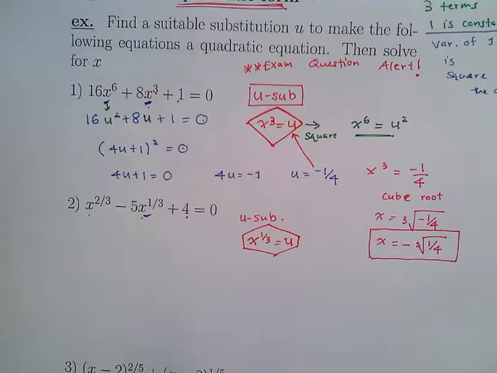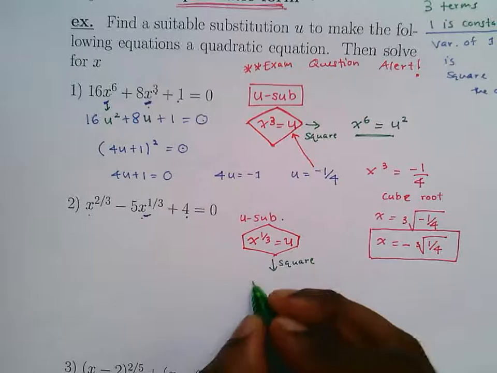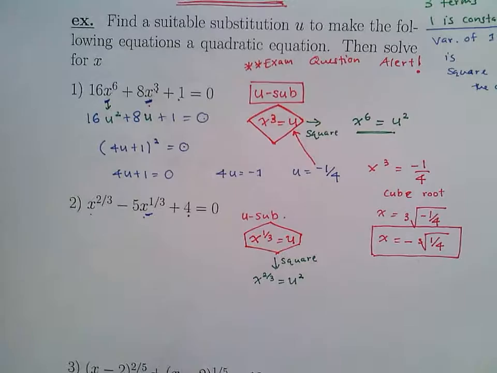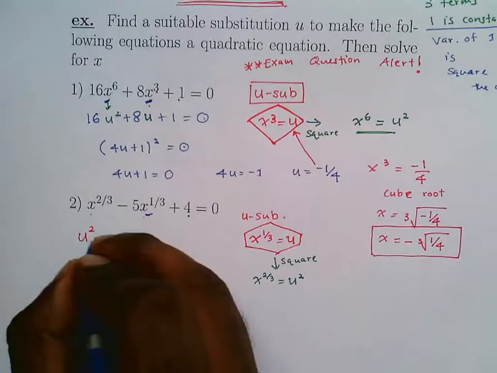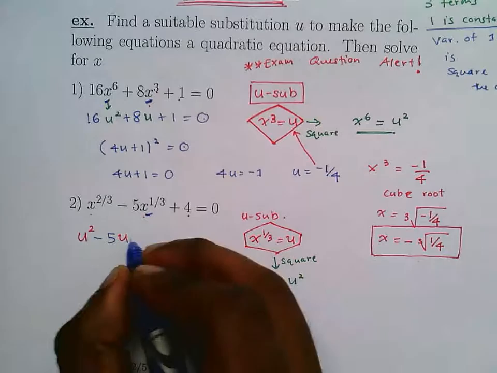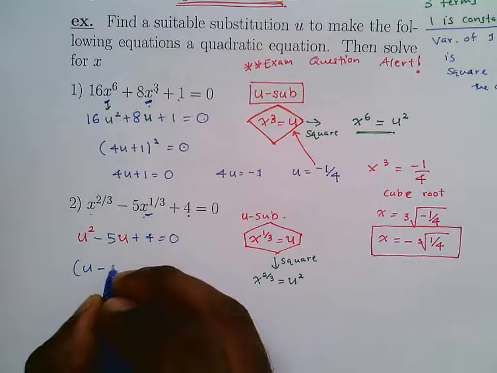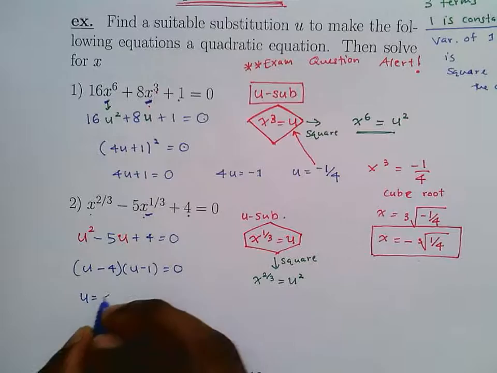That makes us square both sides. So x to the power 2/3 is equal to u squared. Now do the substitution: x to the power 2/3 is u squared, minus 5 times x to the power 1/3, which is u, plus 4 is equal to 0. Now you see a quadratic equation in terms of u. You can solve it by factoring: u minus 4 times u minus 1 is equal to 0. So you get u equals 4 and u equals 1.